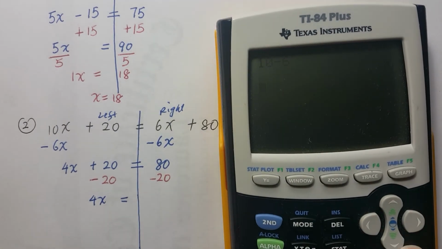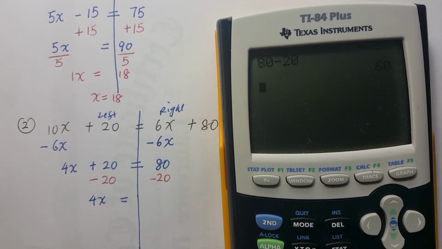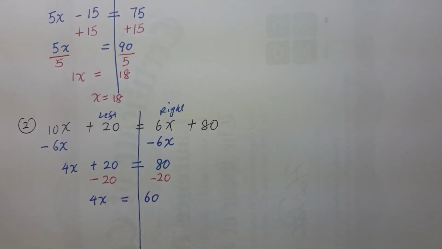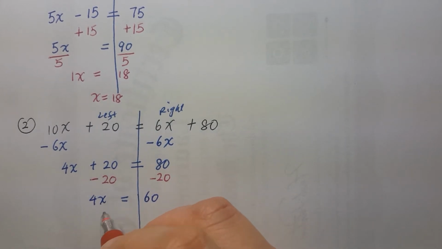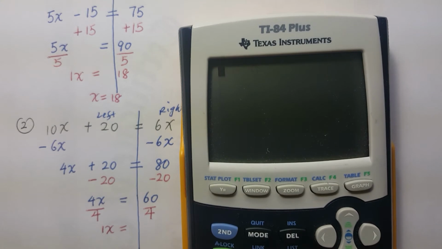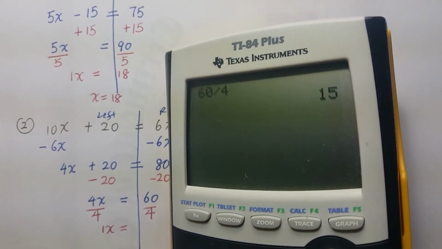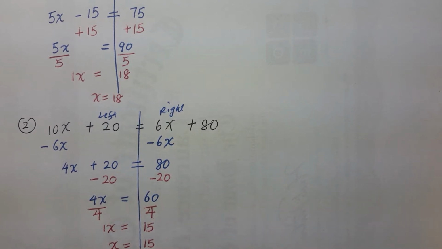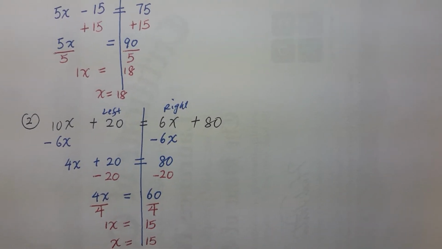Now we are going to use our calculator. 80 minus 20 equals 60. So now we have 4x equals 60. 4x is 4 times x, so we have to do division. 4 divided by 4 and 60 divided by 4, to keep the balance. Now 4 divided by 4 is 1, so we get 1x. Then 60 divided by 4 equals 15. So 1x equals 15. That means x equals 15. So we finished question number 2.